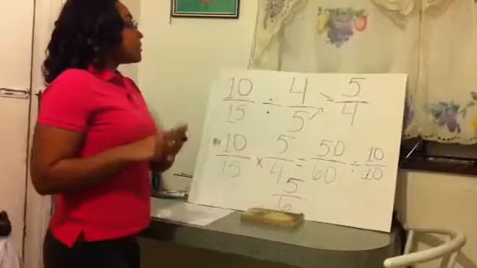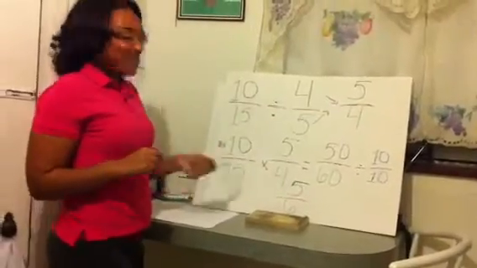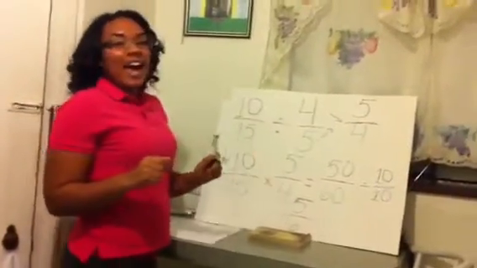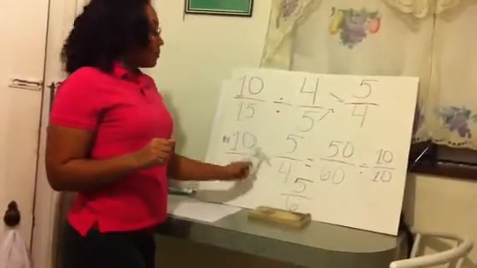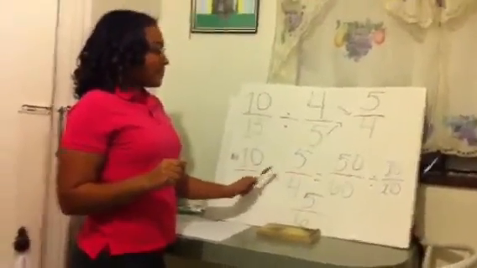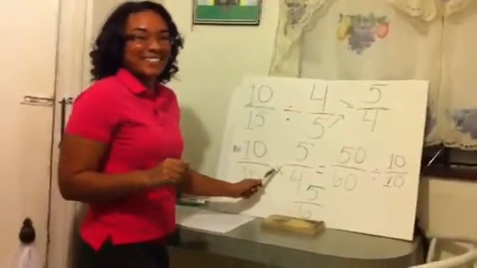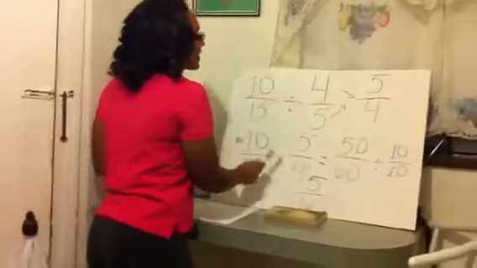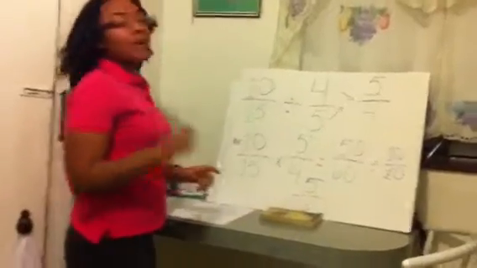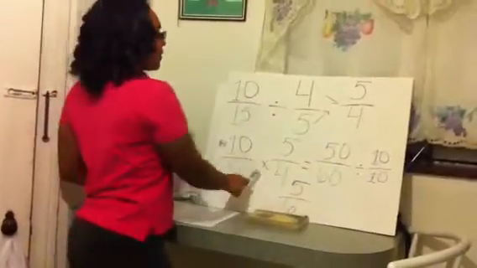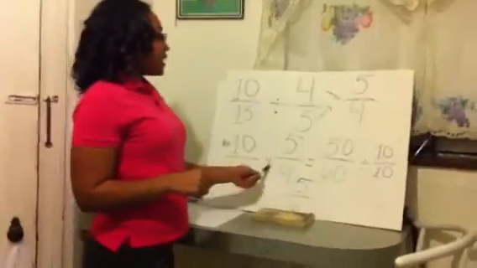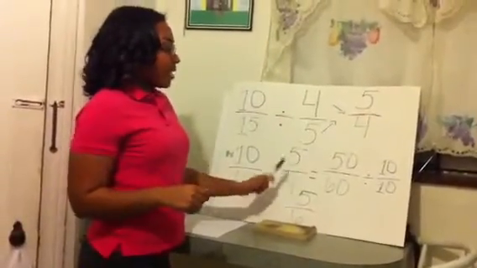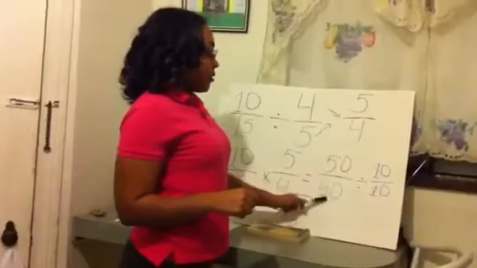For dividing fractions, make sure that after you flip the reciprocal, your problem is now a multiplication problem. So remember that, because if you still divide, your answer will be wrong. So now you have 10/15 times 5/4, which gives you an answer of 50 over 60.